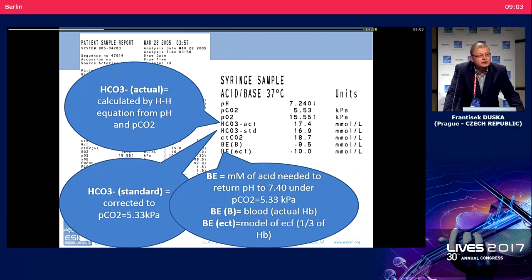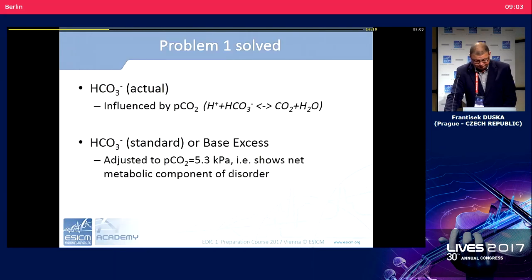According to buffering capacity, there is a difference between blood and extracellular fluid base excess, but for clinical purposes there is no point in distinguishing between these two, because I haven't found any clinical condition where this may be important. So the first problem is solved by introducing the concept of standard bicarbonate and base excess. That's fine.